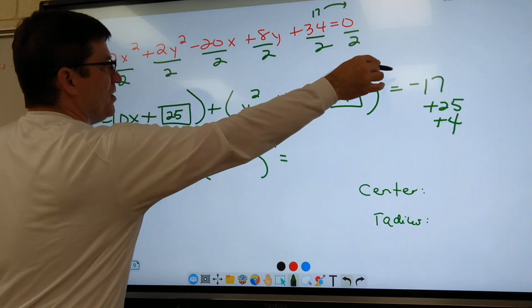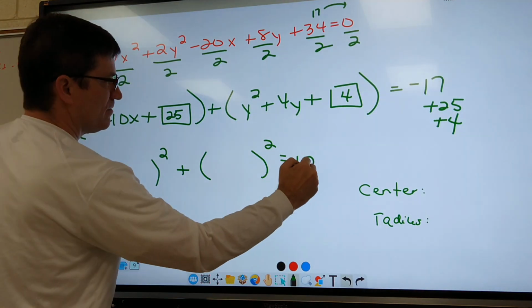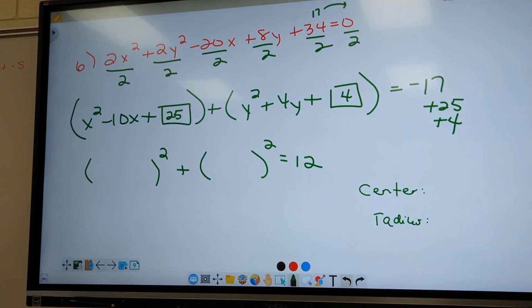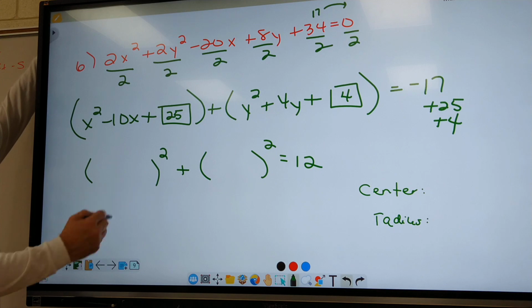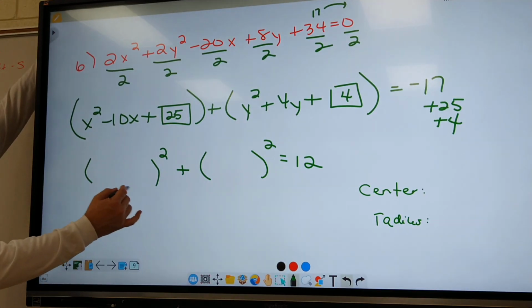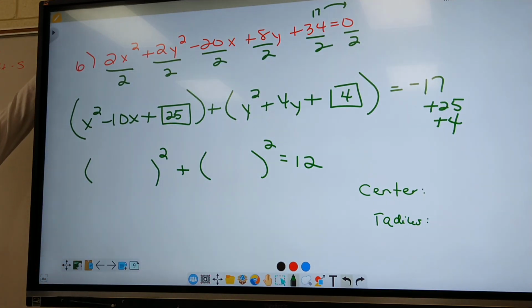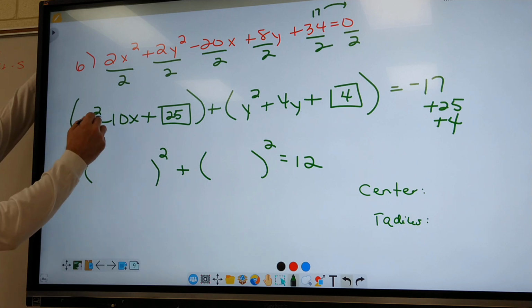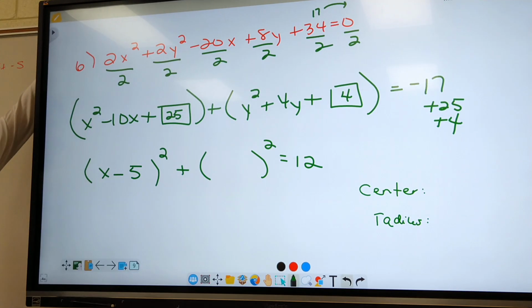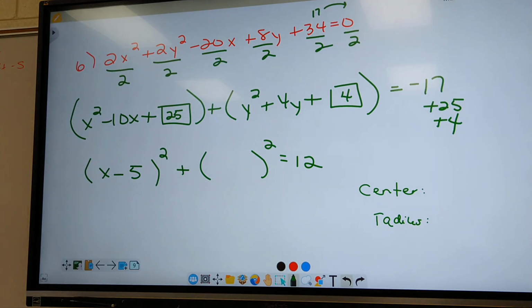All right, y'all add these three numbers up. What do you get? Got 12. Yes. Okay. All right, so last thing we got to do is fill in the parentheses. So, what goes in the first parenthesis? What do I do? X minus 5 is correct. And y minus 2.